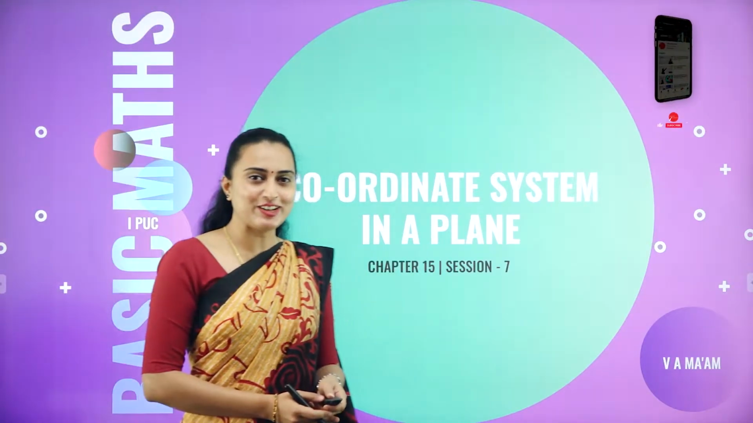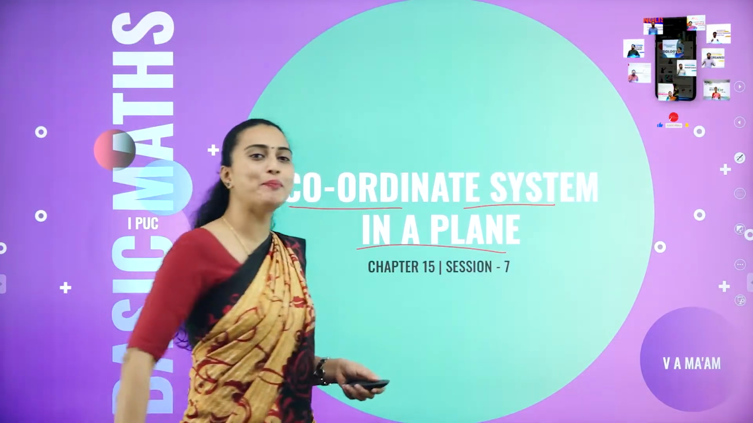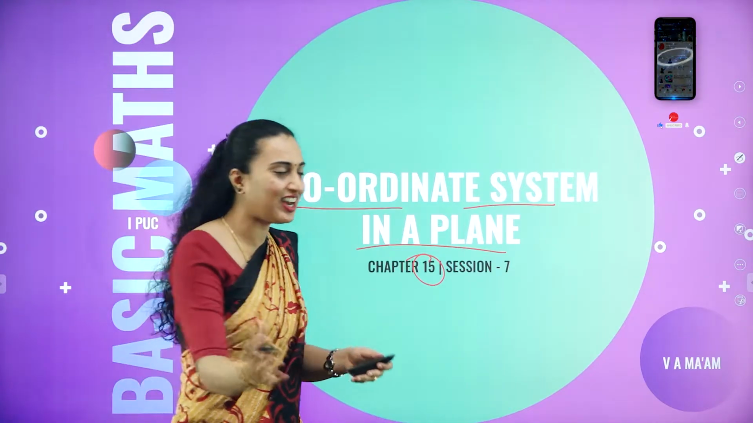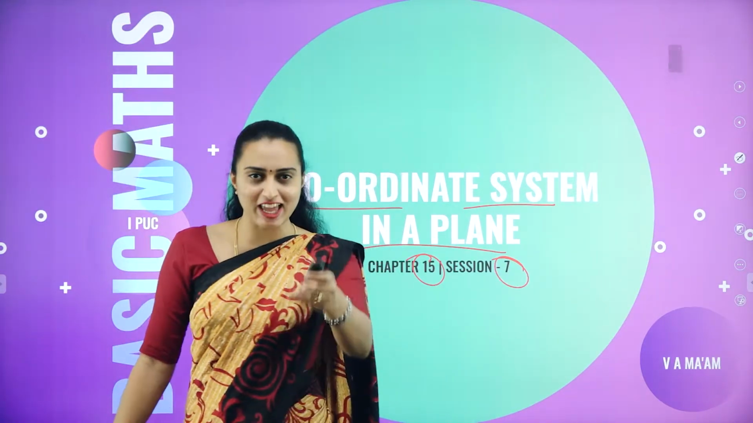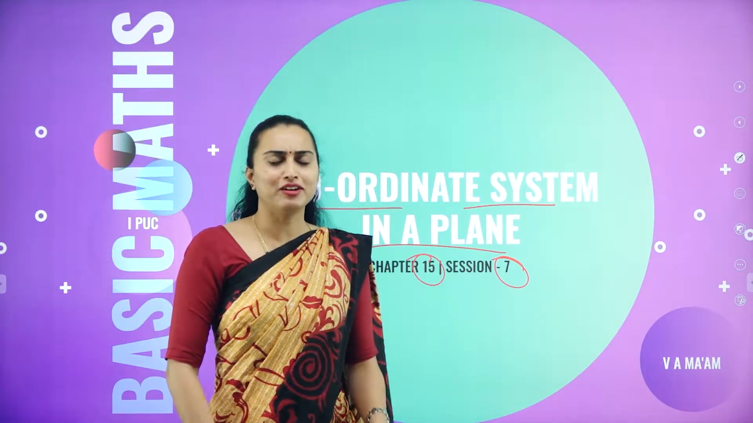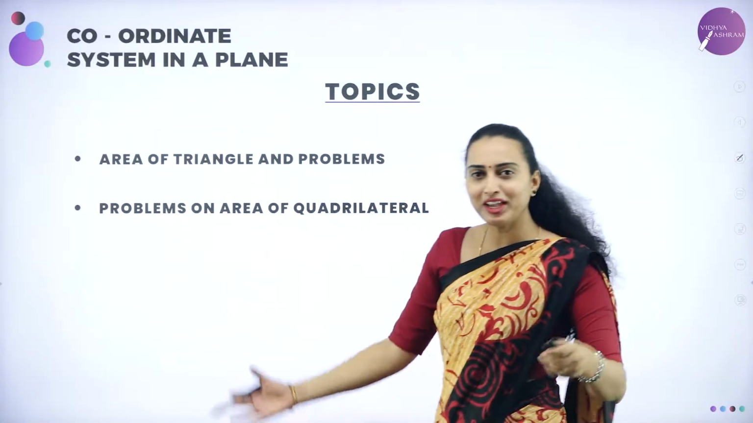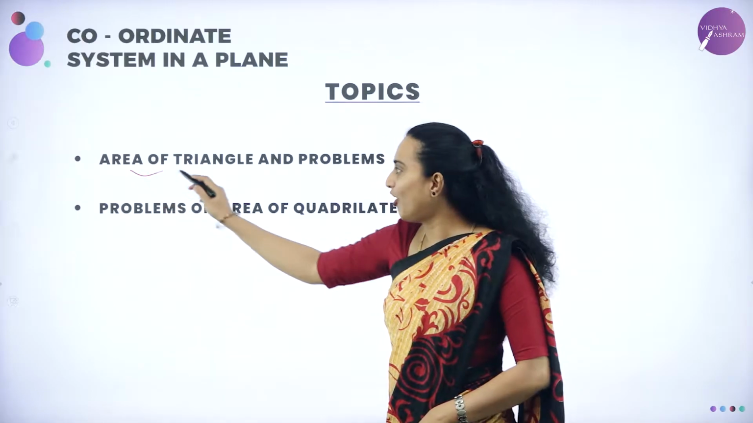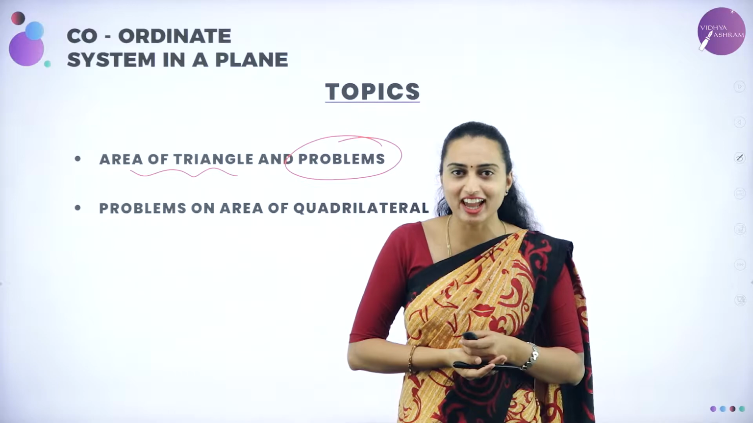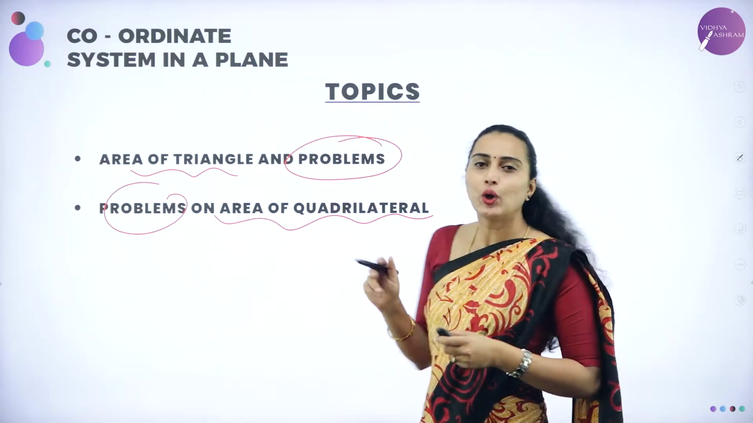So in this session, we are going to learn the topic, which is nothing but coordinate system in a plane, chapter number 15. And then dear students, this is your last session, number 7, under this chapter. Okay, then what are the topics we are going to study in this chapter? Let us look at this. We are going to have here area of a triangle and the problems based on that area of a triangle. Okay, and then we are going to have the problems on area of a quadrilateral.